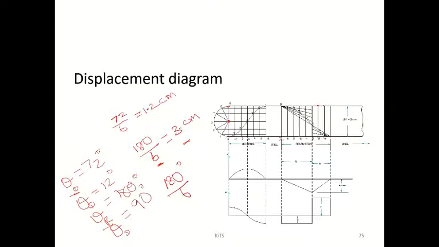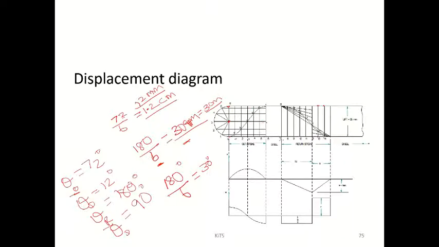This is 30 mm, so 3 centimeter. This 72, sorry, 1.2 centimeter, that is 12 mm. 12 mm, that is 1.2 centimeter. Here 30 mm, 3 centimeter. Similarly, now 180 degree divided by 6, you will get 30 degree. Okay. So we have to divide everything into 6.